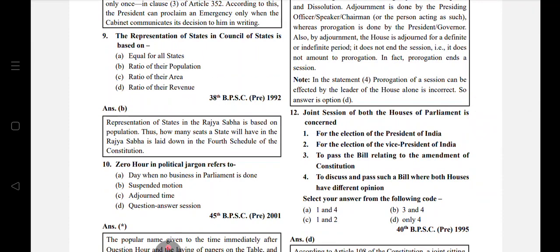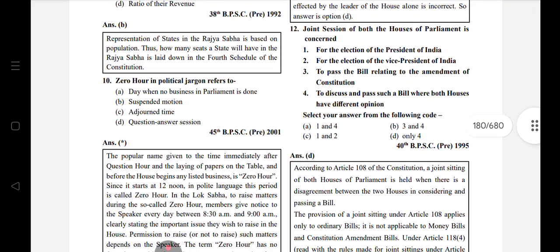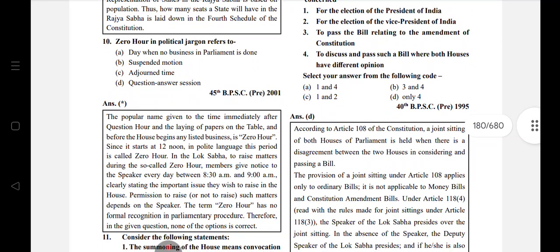Zero Hour in political jargon refers to what? It starts at 12 noon, and in polite language this period is called Zero Hour. Members of Lok Sabha raise matters during the so-called Zero Hour. Members give notice to the Speaker every day between 8:30 and 9, clearly stating the important issue they wish to raise in the House. Permission to raise such a matter depends on the Speaker. The term Zero Hour has no formal recognition in parliamentary procedure.